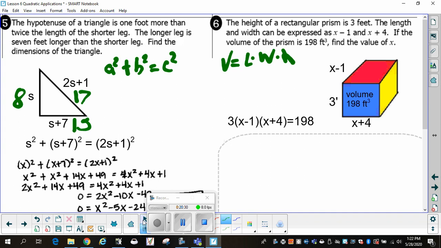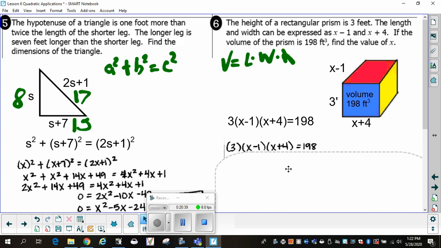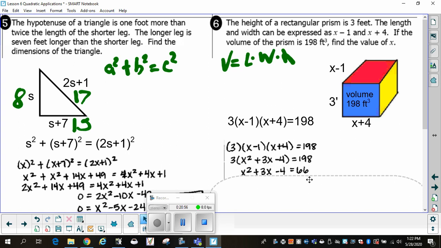What are we going to do now? Well, we're simply going to multiply this out. It doesn't matter. You could distribute the 3 and then multiply the binomials, or multiply the binomials and then distribute the 3. Personally, I would multiply the 2 binomials first because that makes this easier. Then I would look to see, are both sides divisible by 3? Because if they are, I'm going to do that. And 3 will go into 198 evenly.